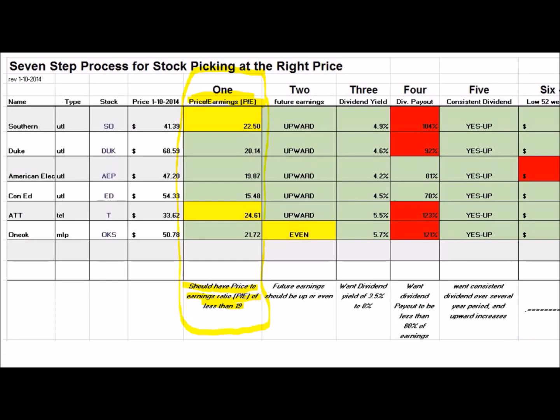Anyway, you go to column 1, which is the P to E ratio column, and you put in 15.48 because that's what we found from the previous page. And we know that that's good because it's less than 19, so we color that cell green.